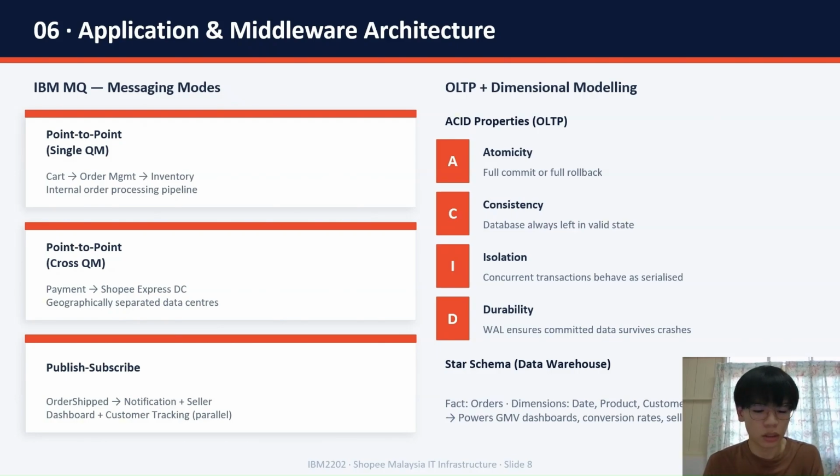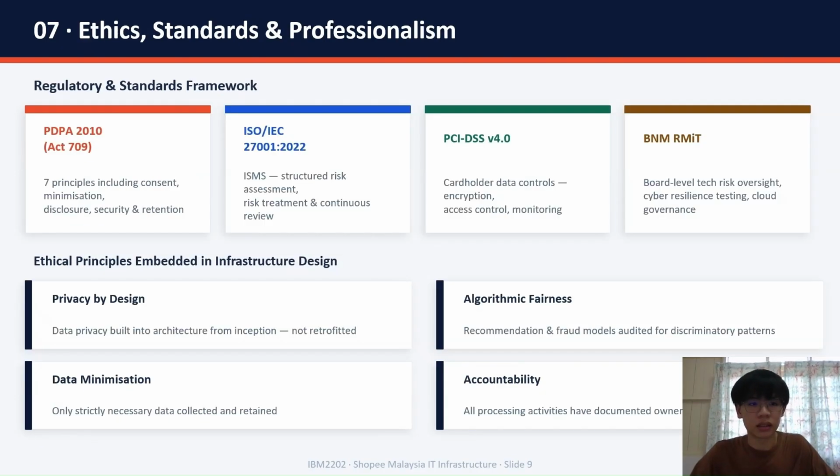In parallel, we maintain a star schema data warehouse with a central fact table for orders and dimension tables for product, customer, and seller. This powers GMV dashboards and conversion rate analytics. Next is ethics and standards.